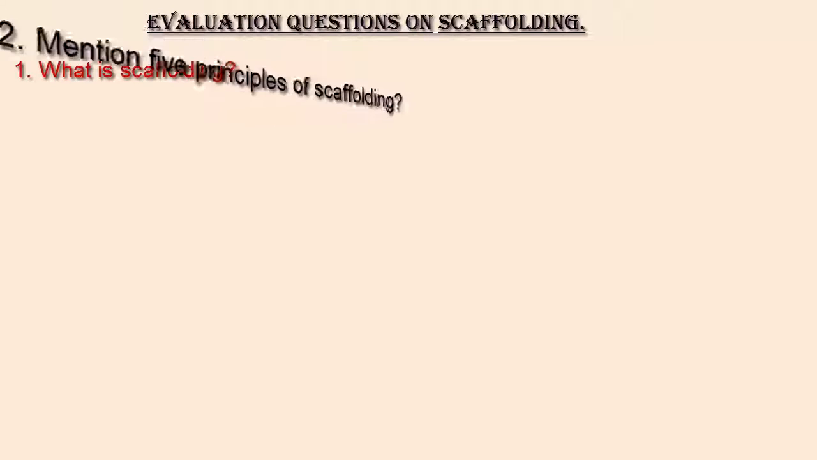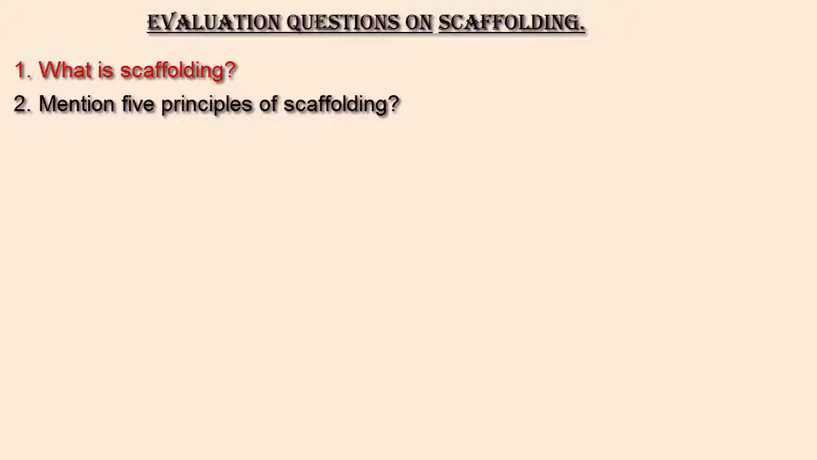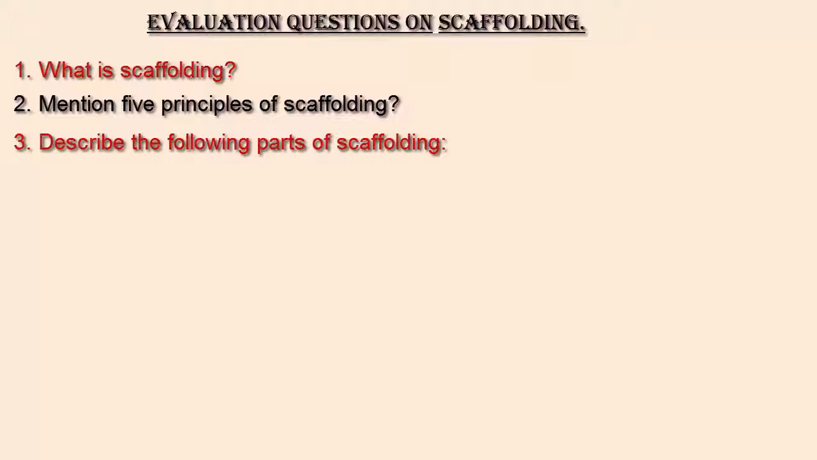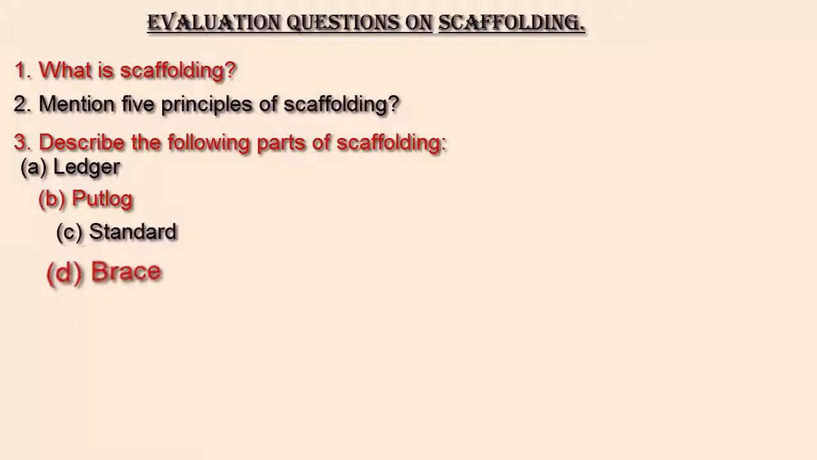Number 2: Mention 5 principles of scaffolding. Number 3: Describe the following parts of scaffolding: A. Ledger. B. Putlock. C. Standard. Brace. We have the base plate.